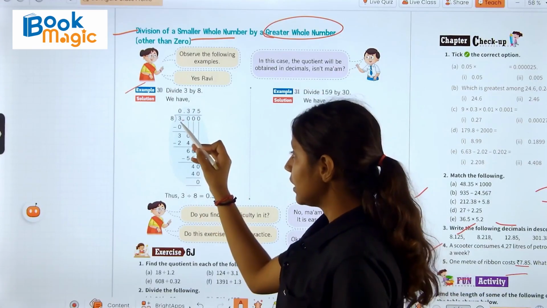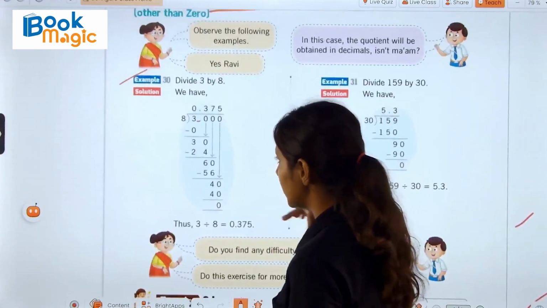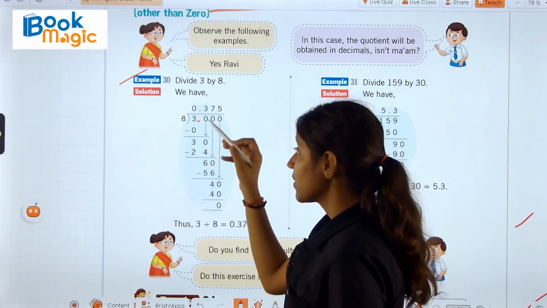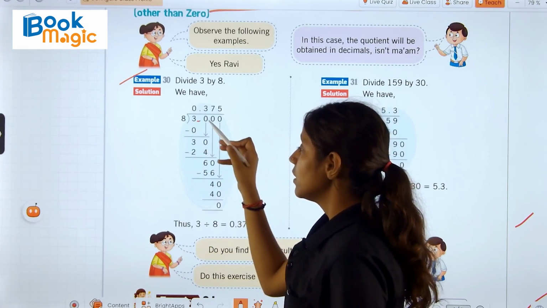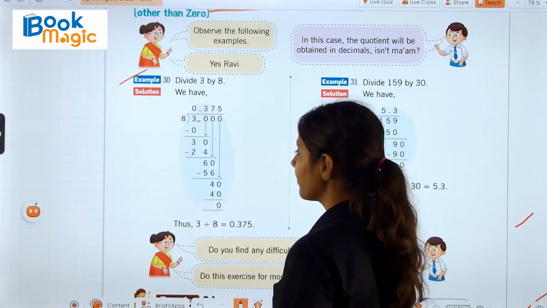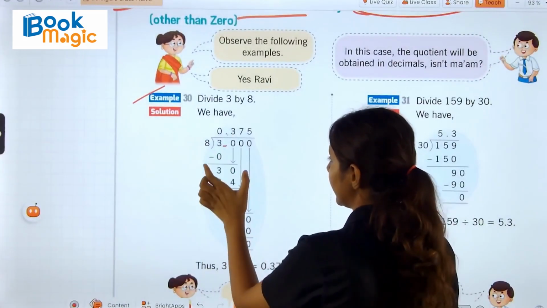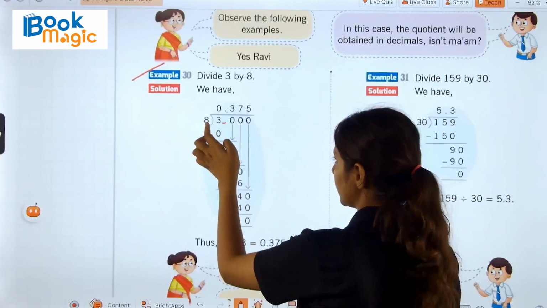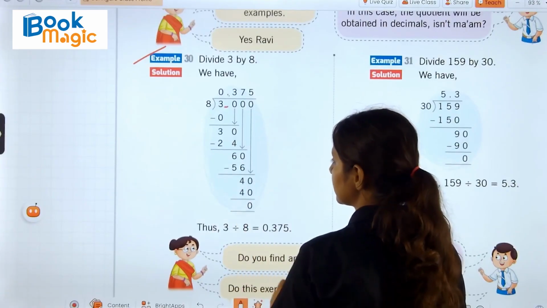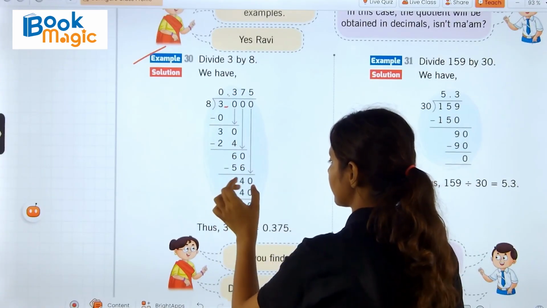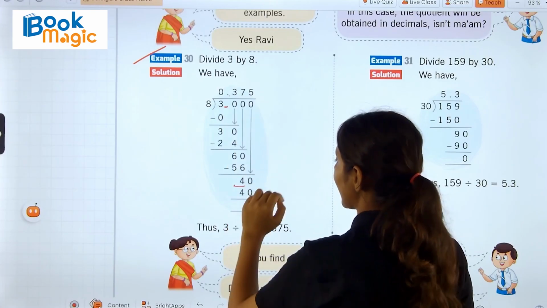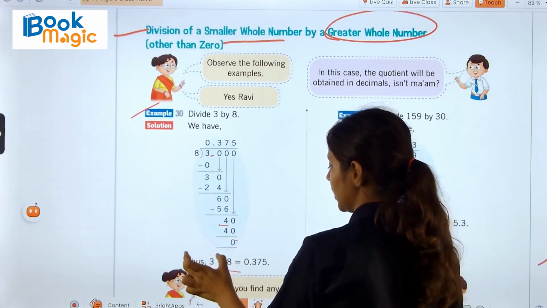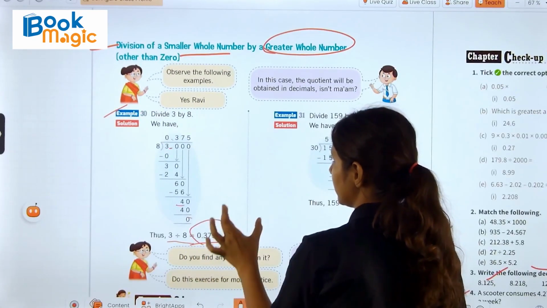So 3. Now what we are doing here to solve this, we are taking 0 firstly. 8 zeros are 0. Now 3 minus 0 is 3. Now bringing this 3 here. Now we can put here a decimal. Okay. Now 8 threes are 24. 24 and 6. Now bringing this 0 here. Okay. Now 8 sevens are 56. After subtracting we are getting 4 here. Now 8 fives are 40. 40 minus 40 is 0. That means when we are dividing 3 by 8, we are getting the number 0.375.